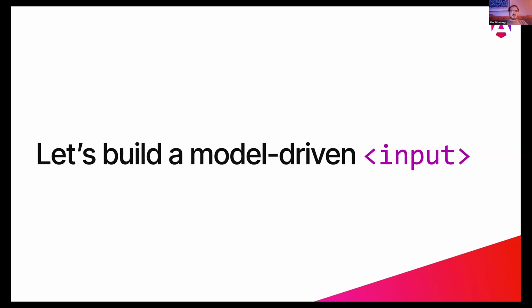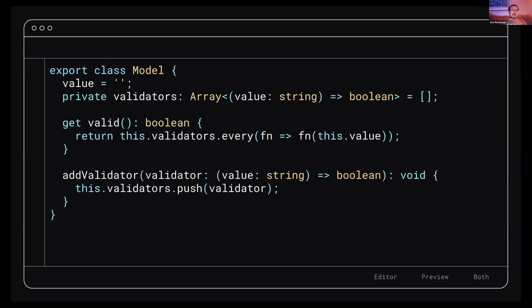So the example that we're going to play around with is building a model-driven input. This is something similar to the ng-model directive, where we have an input that we can bind to some kind of model class and deal with its value and ask whether the input is valid and things like that. So we're going to start off by defining the model class. It has a value. We'll only work with strings for now. And it has a set of validators. These are functions that can tell us whether or not they think the current value of the input is valid.